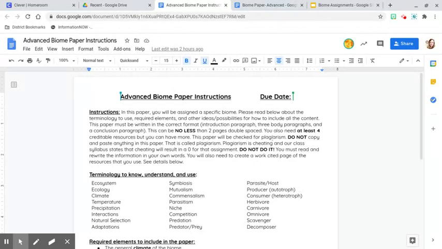This paper will be checked for plagiarism. Do not copy and paste anything in this paper. That is called plagiarism. Plagiarism is cheating, and our class syllabus states that cheating will result in a 0 for that assignment. Do not do it, okay? You must read and rewrite the information in your own words. You will also need to create a works cited page of the resources that you use.